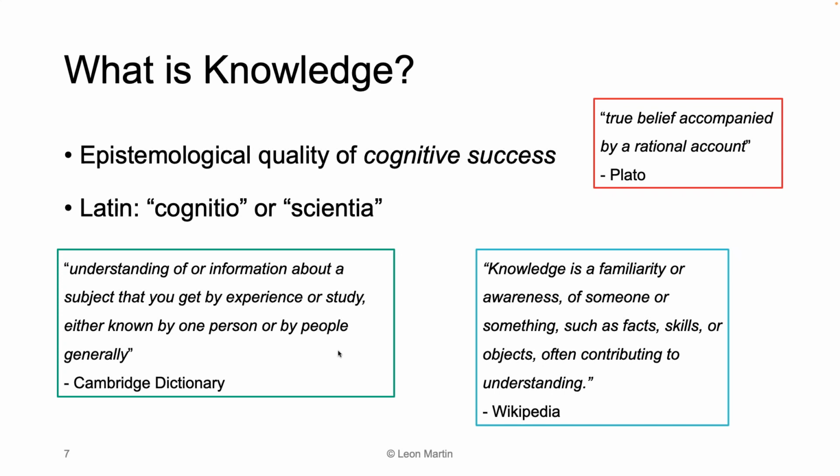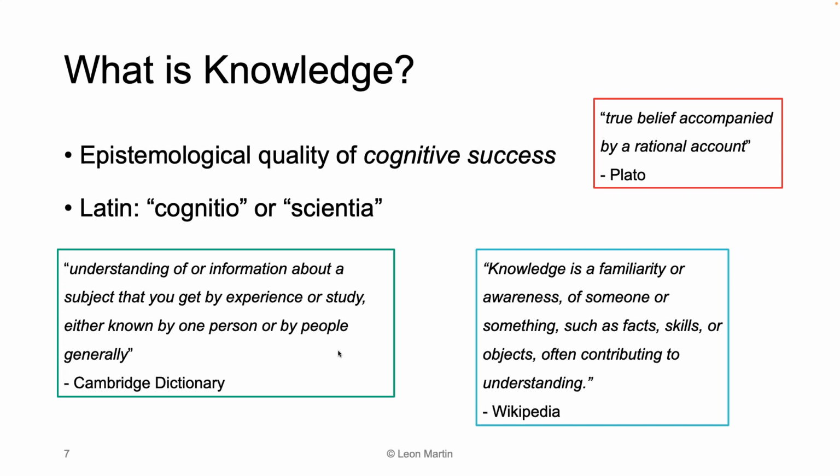So we have different types of knowledge, different qualities, but it's also linked to understanding, to meaning, basically. And one of the first definitions, by Plato, is a true belief accompanied by a rational account. And we are coming to that definition later as well.